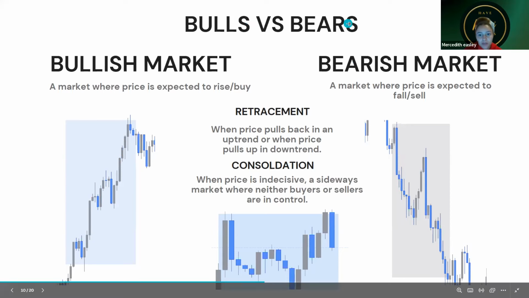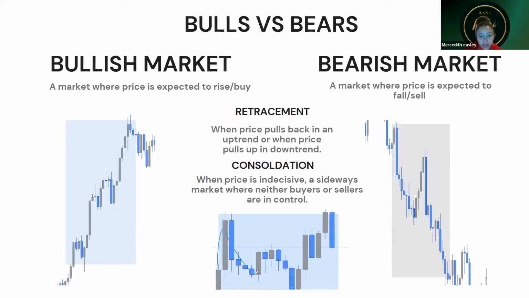Then you also have something called consolidation. All right. So that is when the market is indecisive. It doesn't know if it wants the buyers to be in control or the sellers. So neither are in control and the market is moving sideways. That is called consolidation.